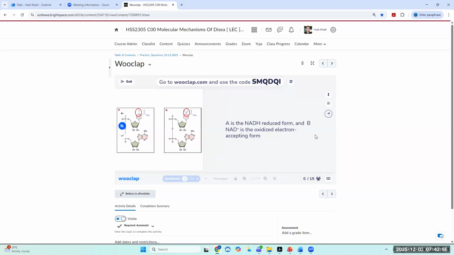Okay, so this is a newer version of the types of questions that you might get. From the first look, it might look very complicated. But if you read the question and analyze it, it's going to be simple to answer. So here you have a structure of NADH and NAD plus.